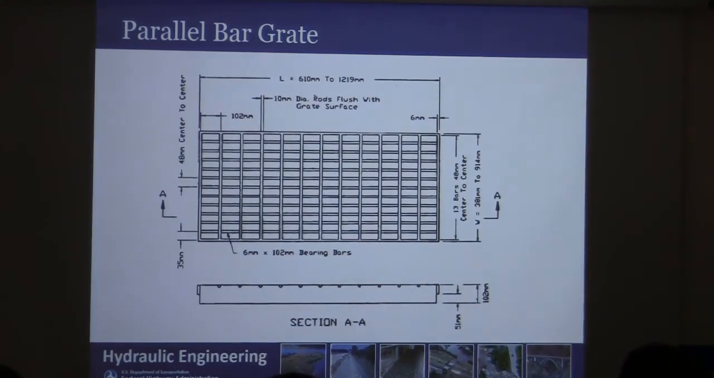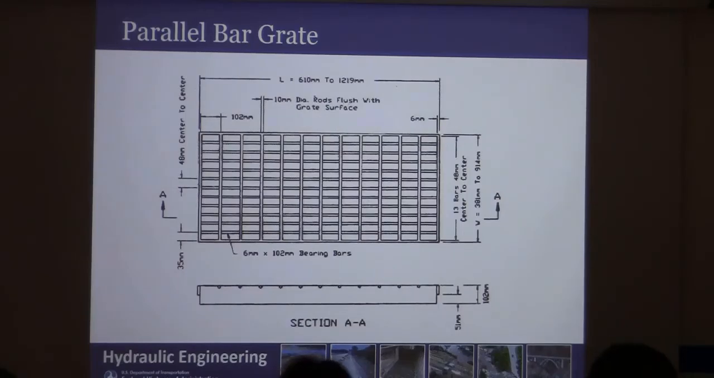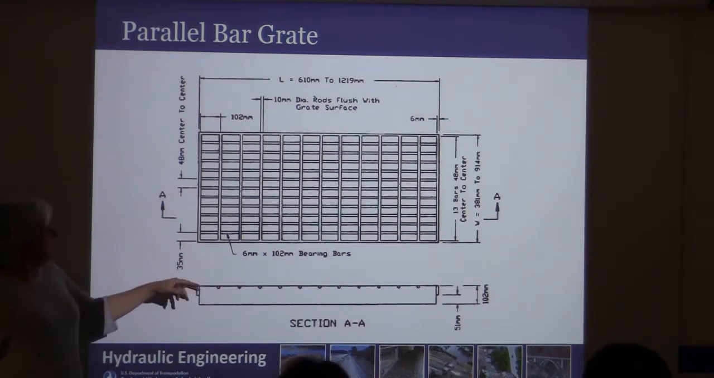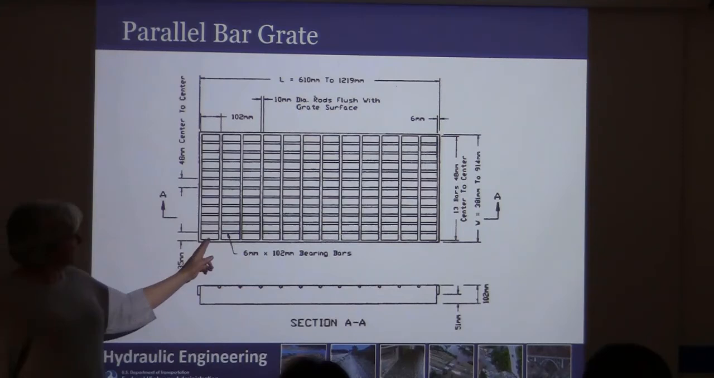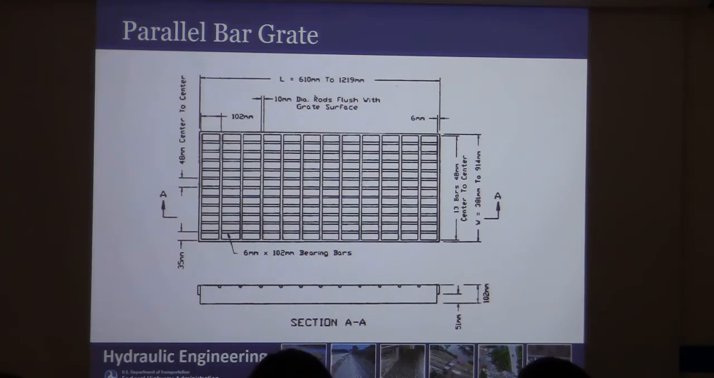So here's a grate that you'll see quite a bit. It's called the P50 times 100. And it's called P50 because they rounded up millimeters. The spacing here is about 48 millimeters. And it's a bicycle safe grate because it has these vertical bars. So it's used quite a bit. And the good thing is it's pretty much efficient. It does a good job.